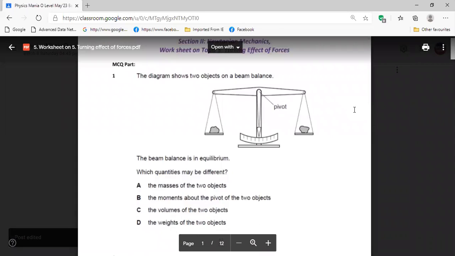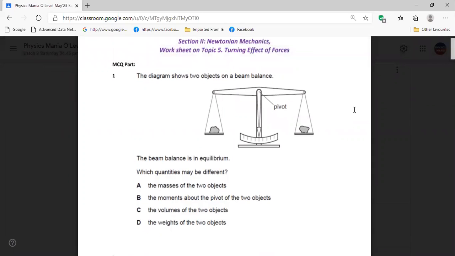Can you see? Are you seeing, sir? Yes. Okay, so can you read the question? This is part number one. The diagram shows two objects that are being balanced. The balance is in equilibrium. Which quantities may be different?